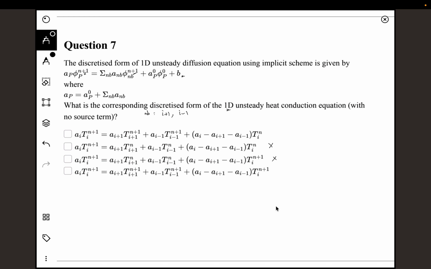So this will be equal to... I think I gave the same options. Yeah, you can see the term here. These are the summation terms which are n plus 1, and then T_P naught which has the previous value. I should have written n, but fine. So this has an n plus 1 and this has an n. Which one should it be?